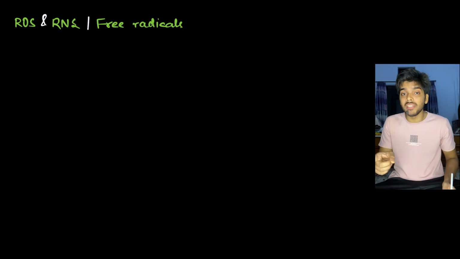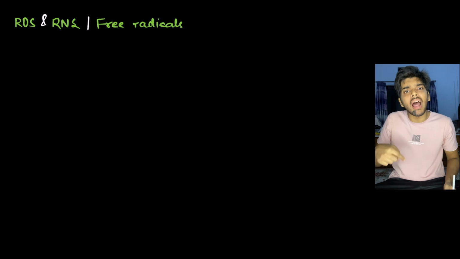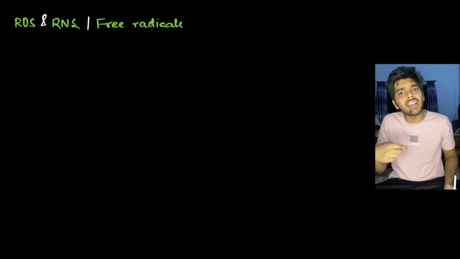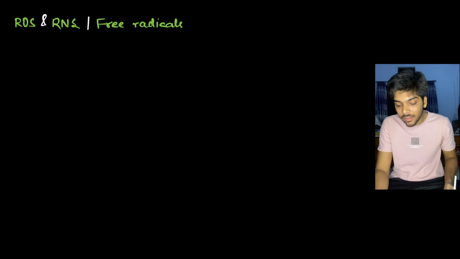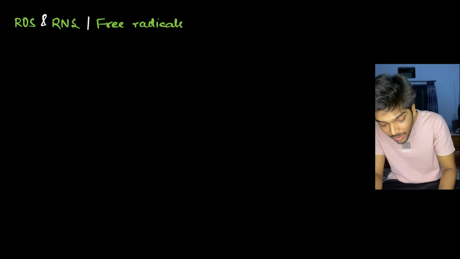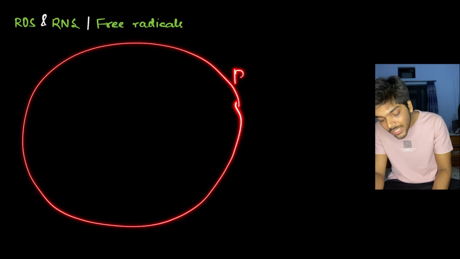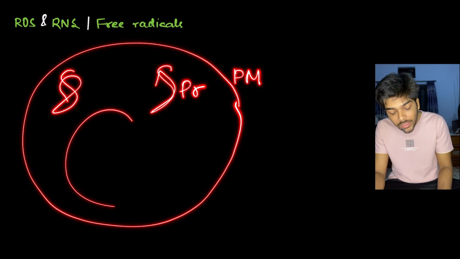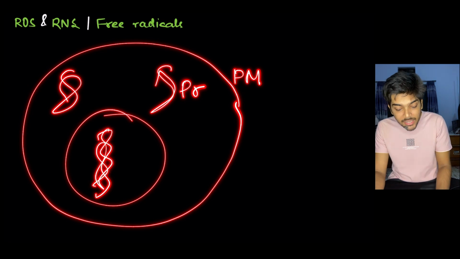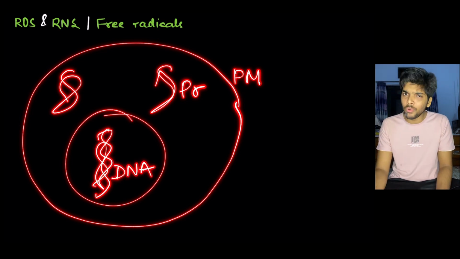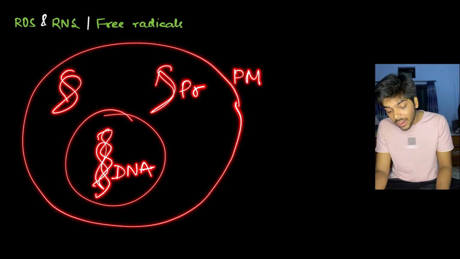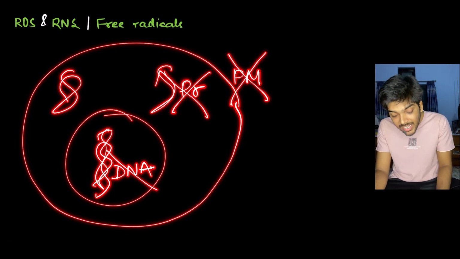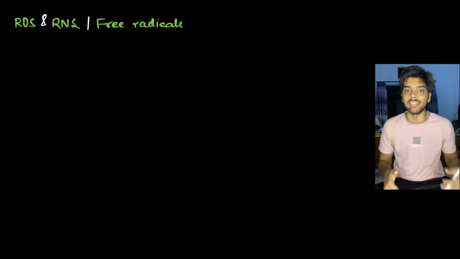Reactive oxygen species are oxygen containing molecules that are highly reactive. Reactive nitrogen species are nitrogen containing molecules that are highly reactive. Highly reactive is the key here. That means they are going to react with the plasma membrane of the cell, with the protein present inside the cell, and with the nucleic acid, that is the DNA present inside the nucleus of the cell. And do what? Magnify them? No, they are going to destroy the plasma membrane, destroy the protein, and destroy the DNA of the cell and cause cellular aging.